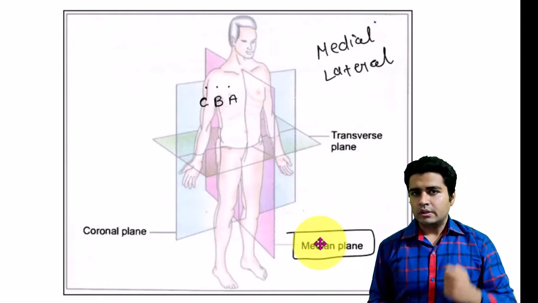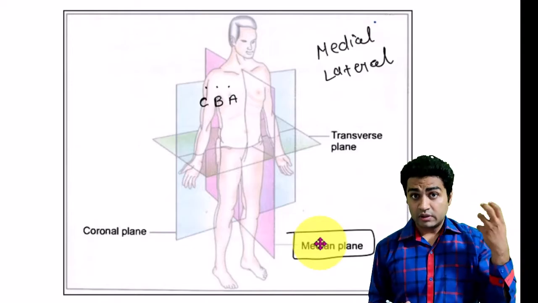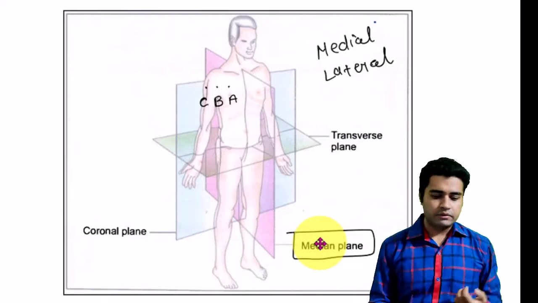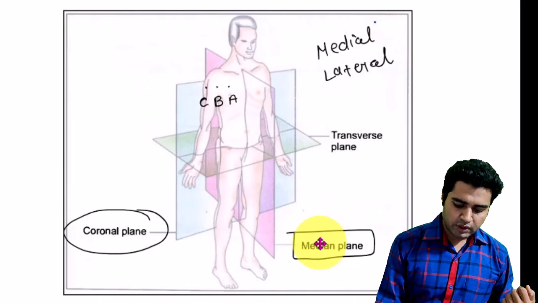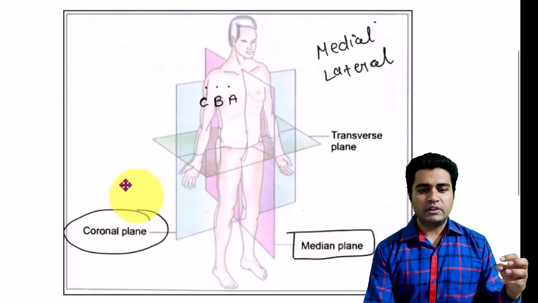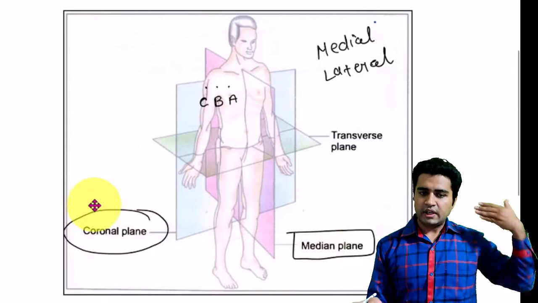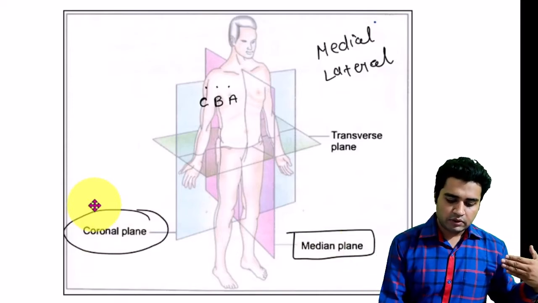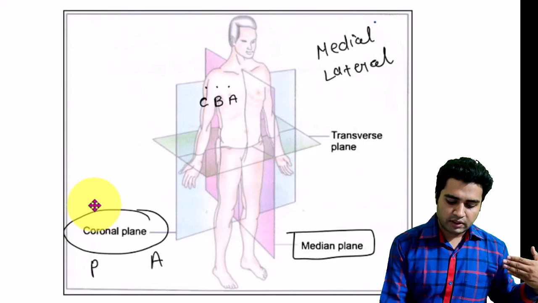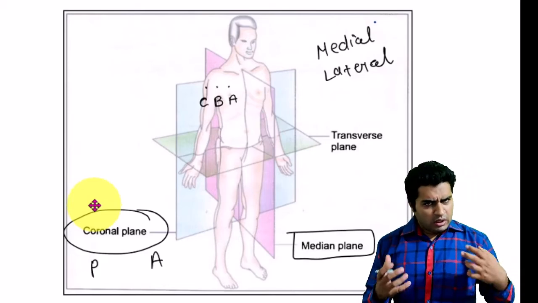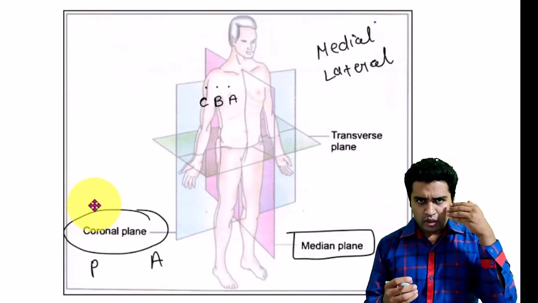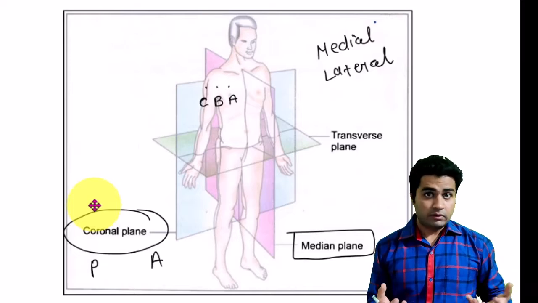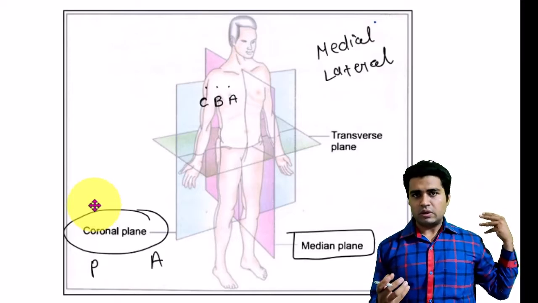Very good. Now another plane which divides our body into the anterior, you can say front, and the back halves is known as the coronal plane. Yes, here there is a coronal plane. You can easily see that it is dividing our body into the front as well as the back. And with respect to this coronal plane, we can define the anterior as well as the posterior. The point which is towards the front side is known as the anterior, and the parts of the body which are towards the back side are known as the posterior.